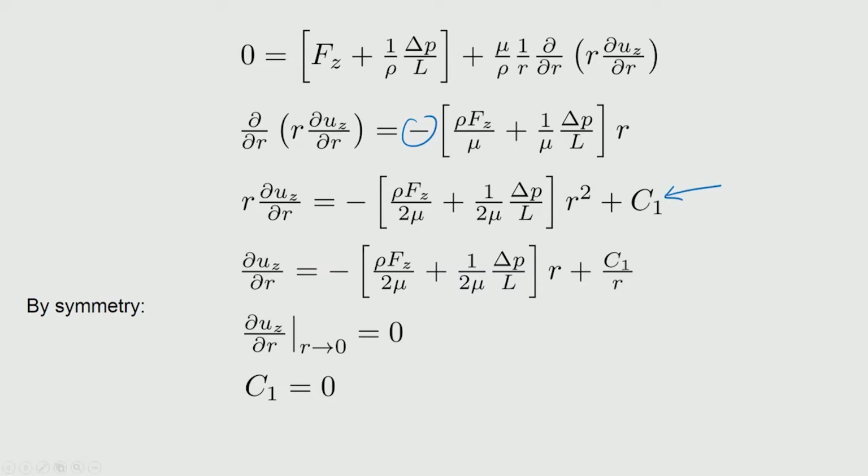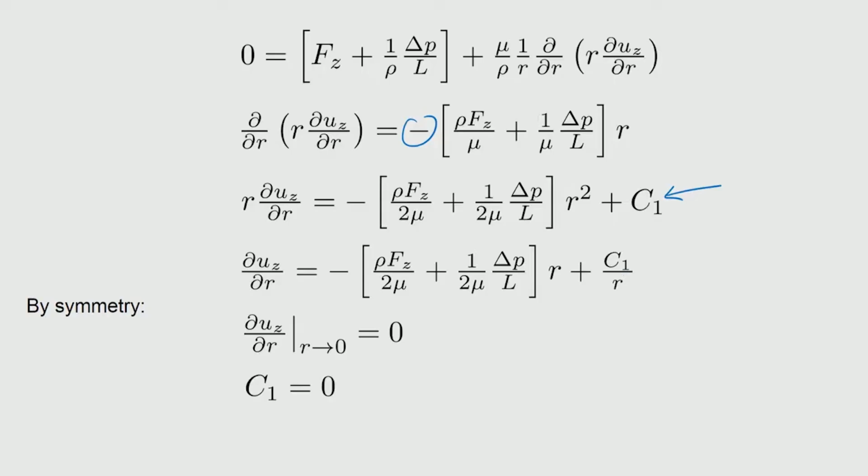So, that would be a problem, because at r equal to 0, log r would actually blow up, and we want the velocity at the axis center to be finite. Which means that we do not want C1 to be present, because C1 by r actually will give you a problem when we integrate the next step.